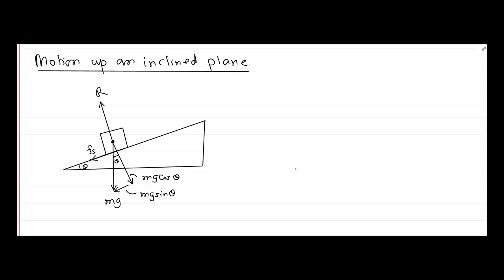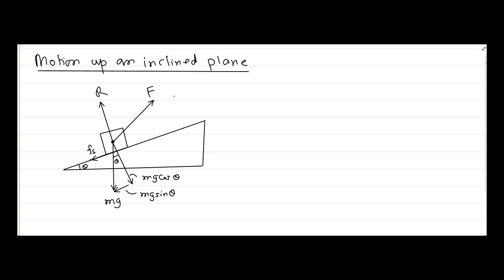Now let's say we are applying a force F at an angle beta. Let's say this is F being applied. This is force F, and since this force is taking this object up the inclined plane, the frictional force Fs will act in the downward direction as shown.